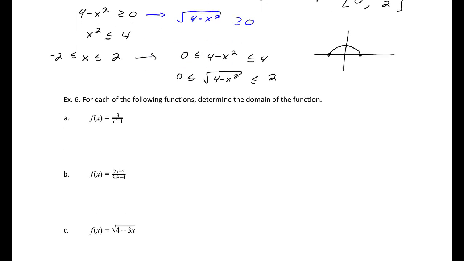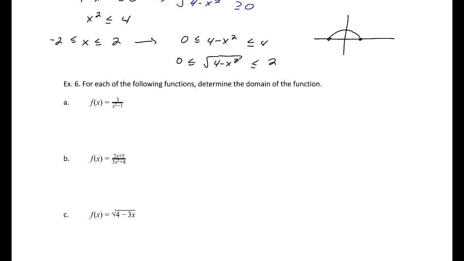Example 6. Find the domain of each of these functions. Well, for the first, we know the denominator cannot be 0, so our domain is that x cannot be equal to plus or minus 1. Simple enough. All right, second one, we can do the same thing and set the denominator equal to 0. However, it is never going to be 0, and since that's the only restriction we could possibly have, our domain is negative infinity to infinity.